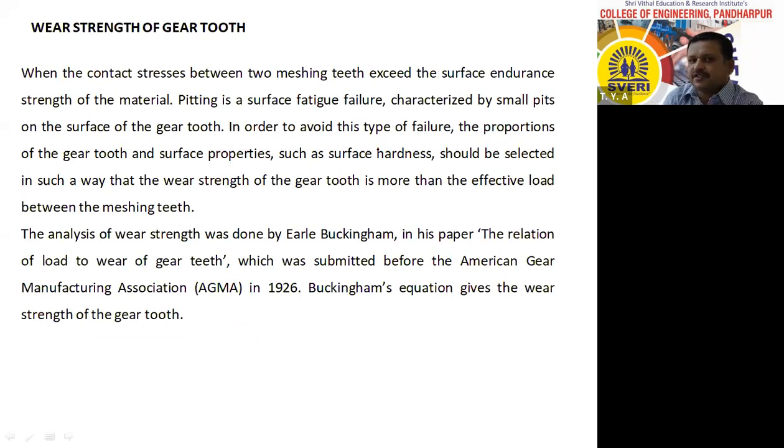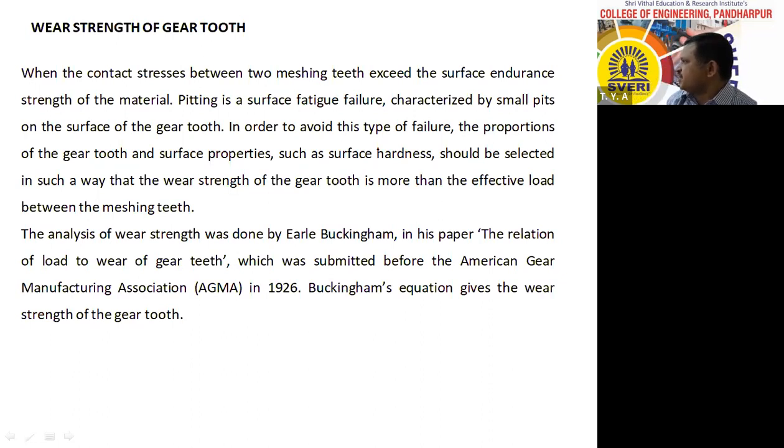Now next point is wear strength of gear tooth. So write down this point. Don't write down theory, write down only formulas. Wear strength of gear tooth.